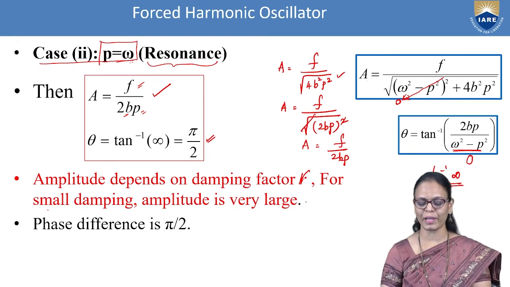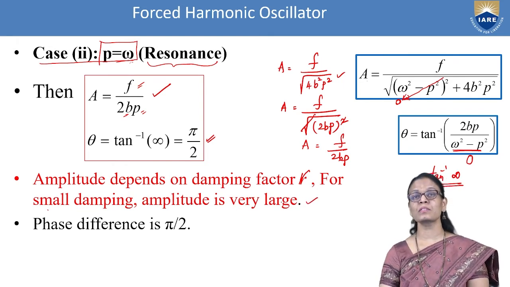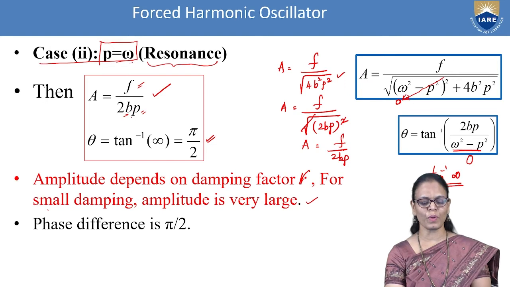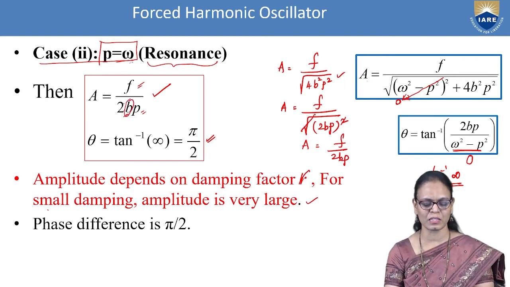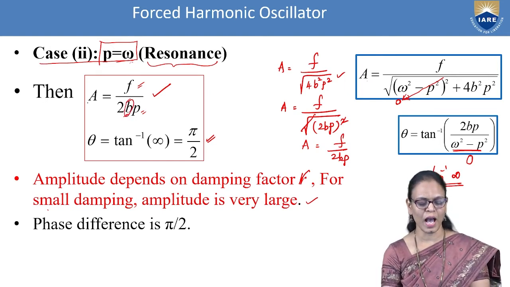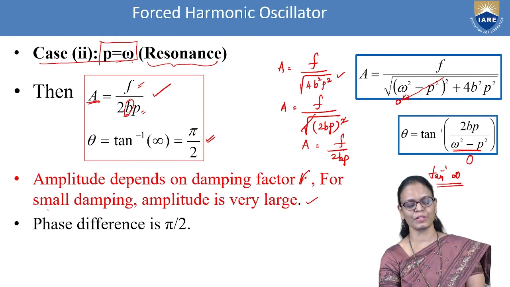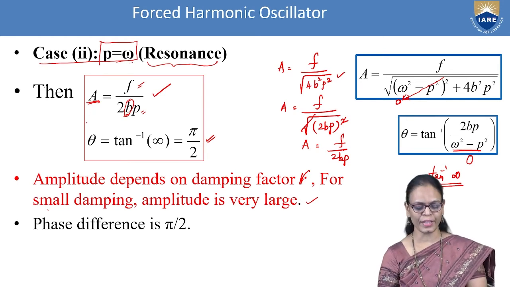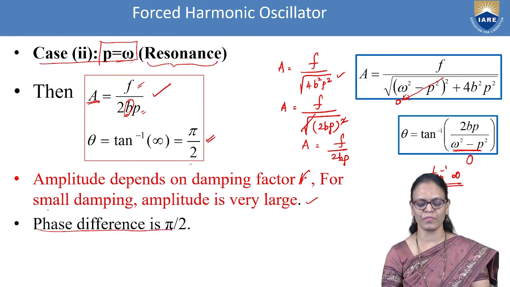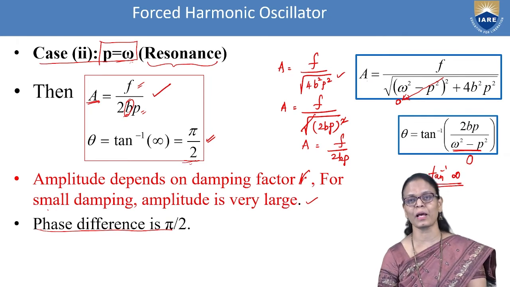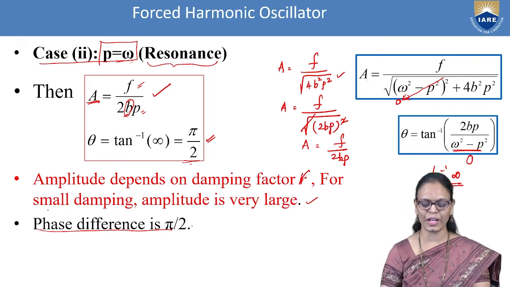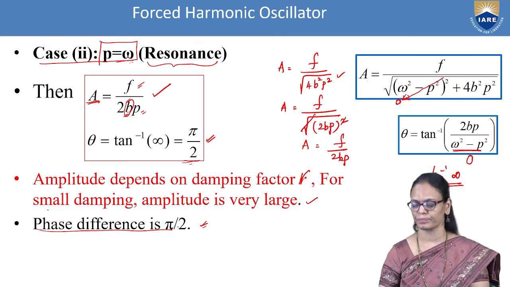So what we are concluding from here is amplitude depends upon the damping coefficient b, and for small damping amplitude is very large. So if the value of b is small, the amplitude will be large. The converse is also true. If b is large, amplitude is small. And then what is the phase difference? They are differing in phase. The displacement and the applied force differ in phase by pi by 2.